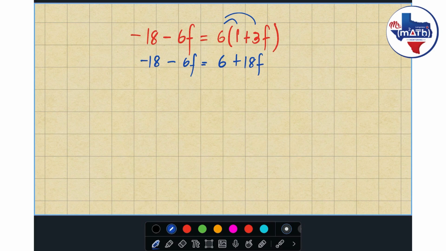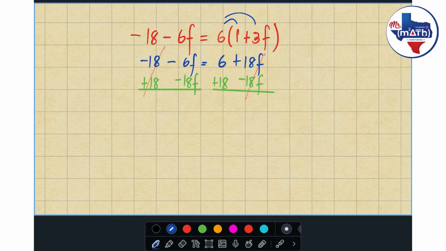We could subtract 18f from both sides of the equation. Okay, and the other thing that we can do is also to add 18 on both sides. So let's see what we have here. On the left side, the negative 18 plus 18 will cancel out. And on the right side, the positive 18f minus 18f will cancel out as well.